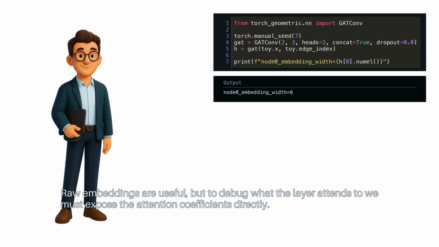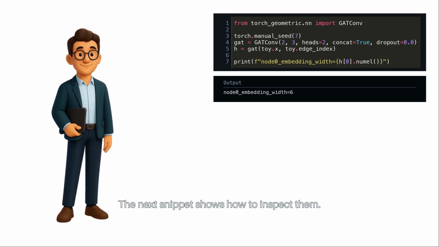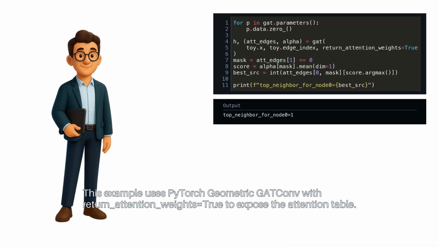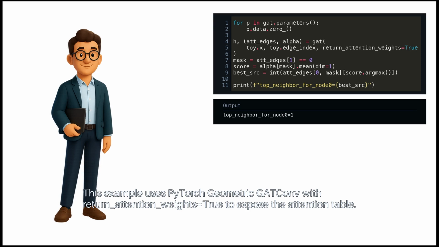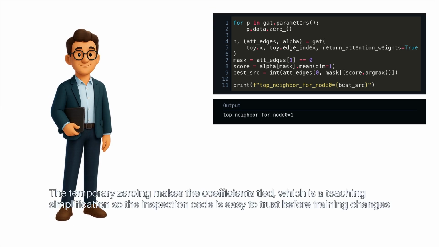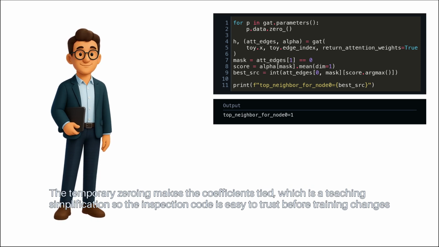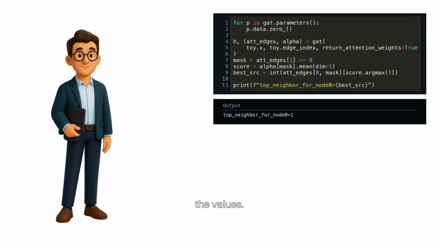Raw embeddings are useful, but to debug what the layer attends to, we must expose the attention coefficients directly. The next snippet shows how to inspect them. This example uses PyTorch Geometric GATConv with return_attention_weights equal true to expose the attention table. The temporary zeroing makes the coefficients tied, which is a teaching simplification, so the inspection code is easy to trust before training changes the values.